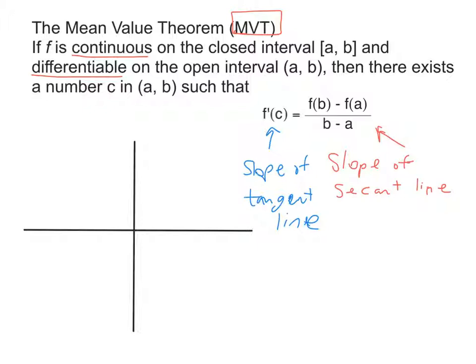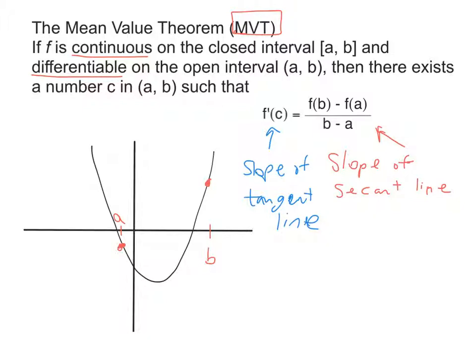Let's say I have, I don't know, just something here. And let's say I want to look at the interval from, let's have A be right over here. And so it's going to hit about right there. And B is some value over here. And it's going to hit the graph about right there.